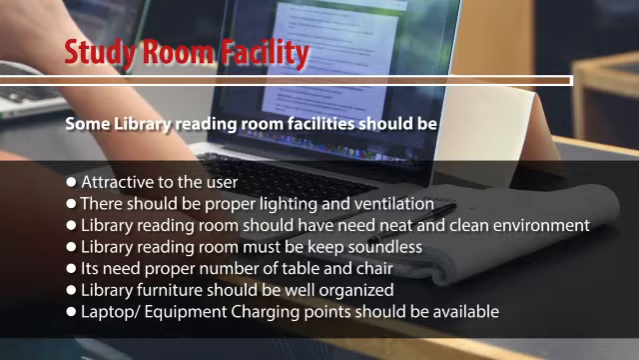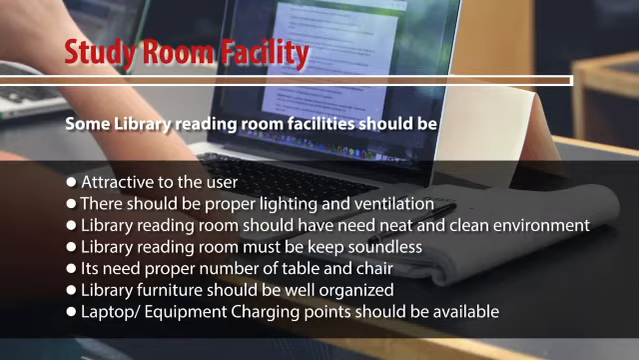Proper maintenance of the tables and chairs is required. Well furnished furniture is required in the reading rooms. These are basically maintenance works, but monitored by the Reader Services section. If some problems come, they will intimate the maintenance section that the chairs are not proper, the furniture is not proper, but the monitoring work is done by the Reader Services.